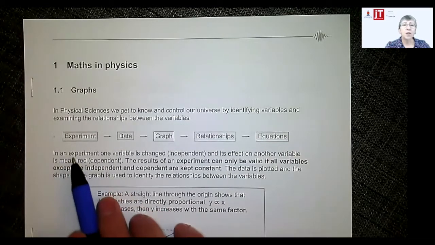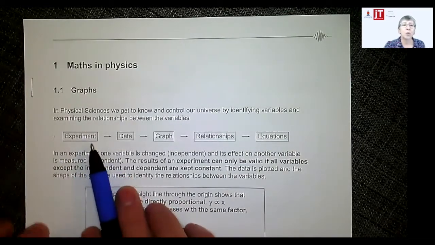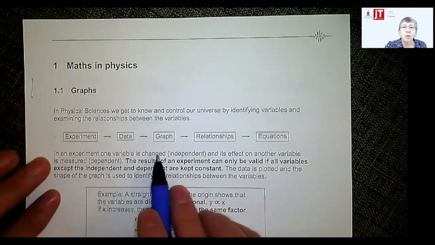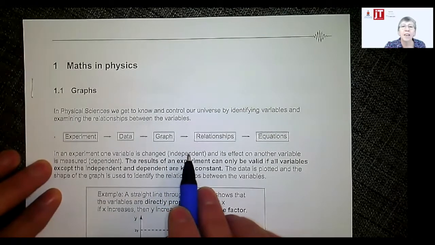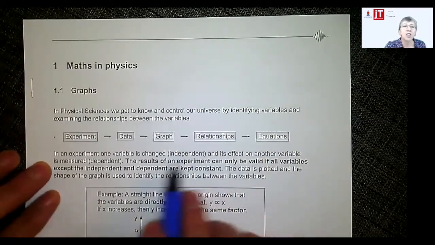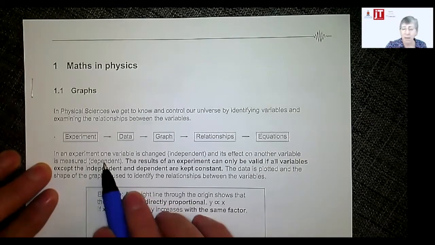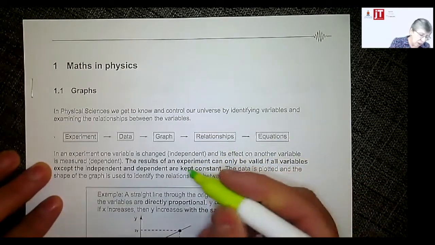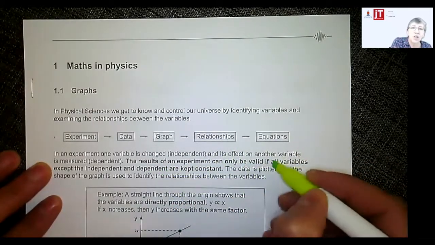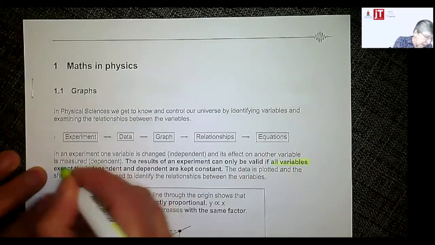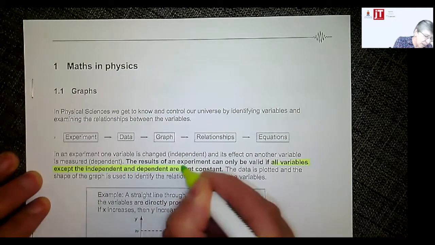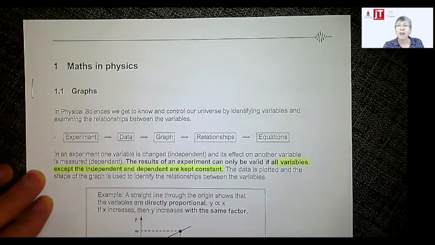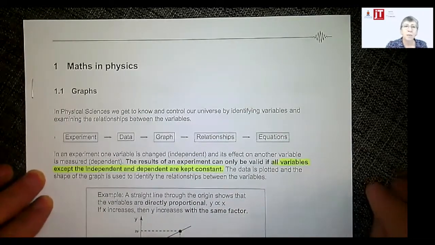Now, whenever you do an experiment, the first thing is very important. What variables are you using? In an experiment, one variable is changed, right? That's the one that we call independent. And then we measure the other thing, and that is the dependent one. It depends on what we changed, right? But the most important of all is for the results of that experiment to be valid, all variables except that independent and dependent variable must be kept constant. And that is sort of the theme for this whole day. Remember, the other things must be kept constant.